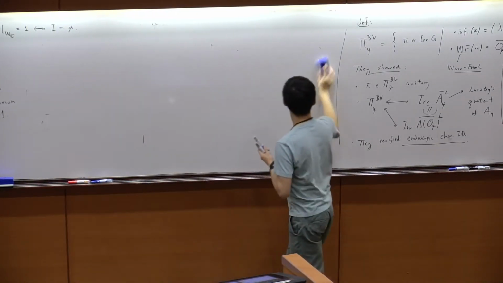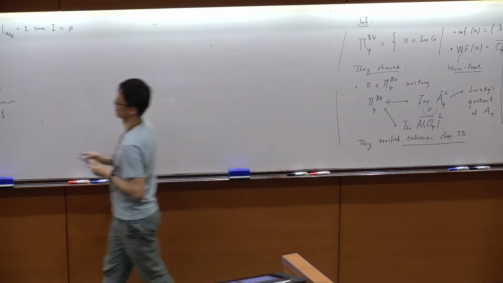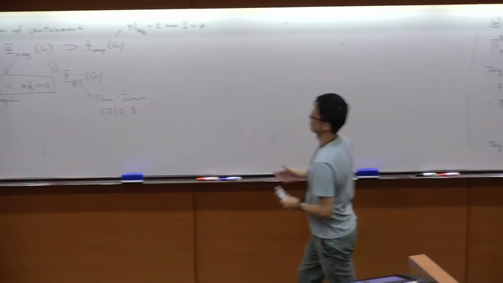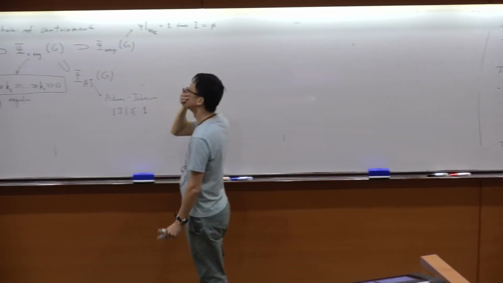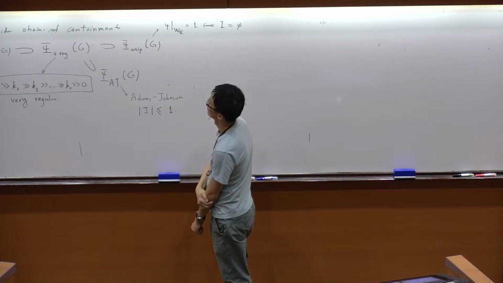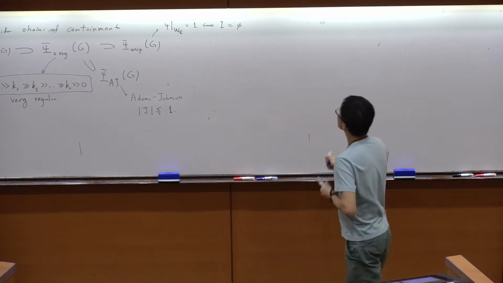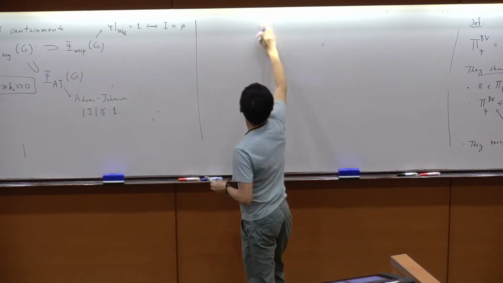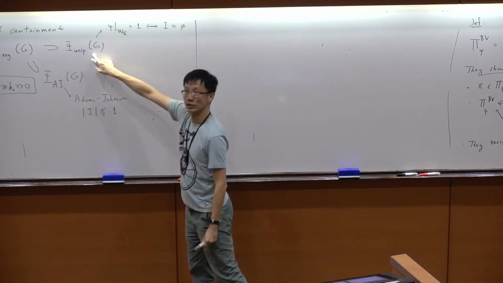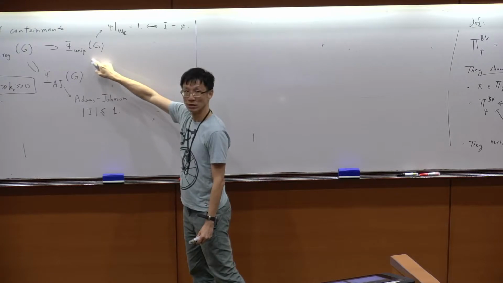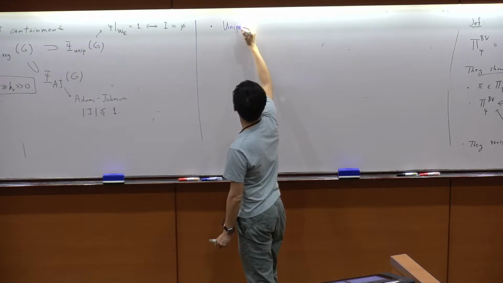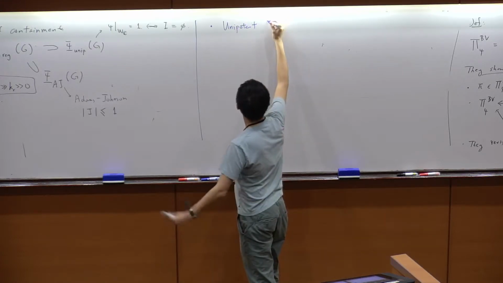Now, of course, you can start from this end or you can start from this end. Let me start from the bottom. Okay. So you see there are several steps. So first we can ask, can you understand this? So the unipotent parameters.